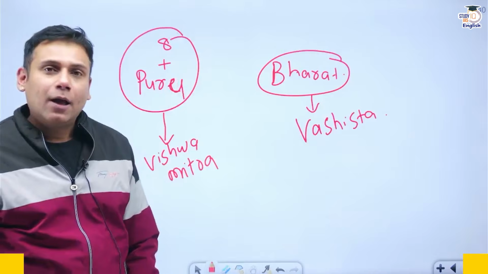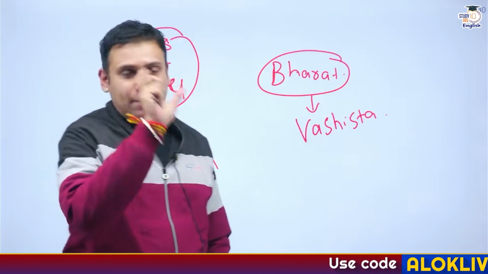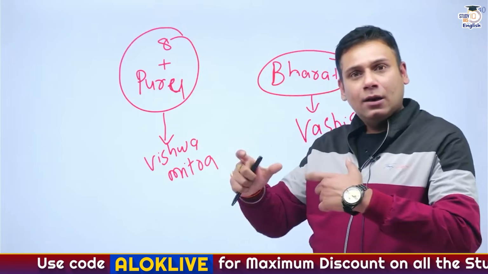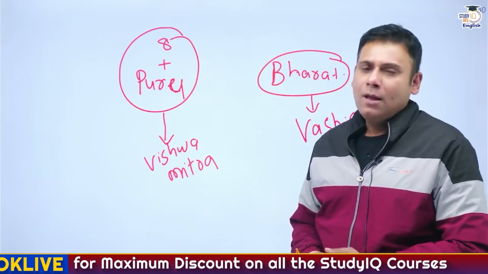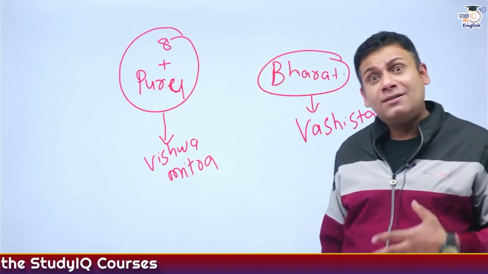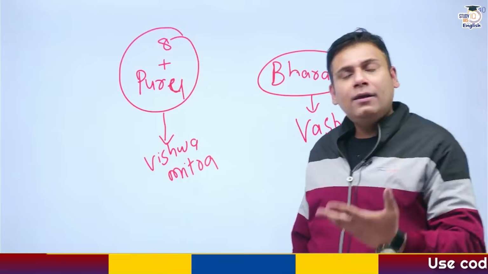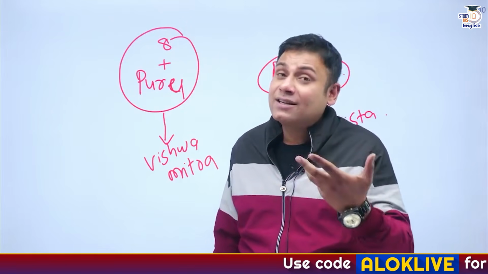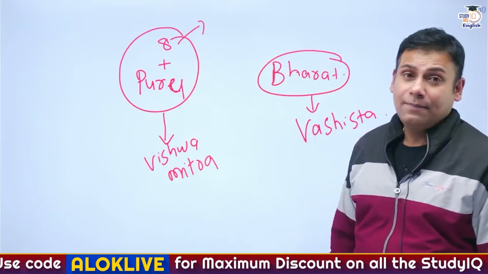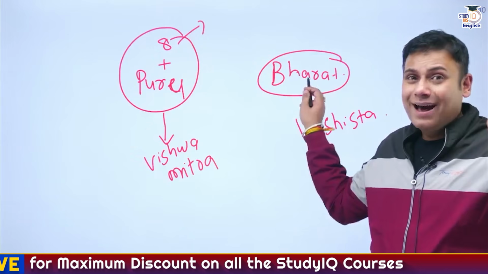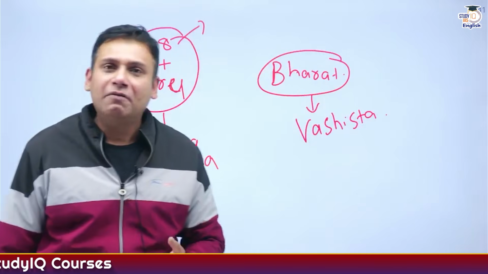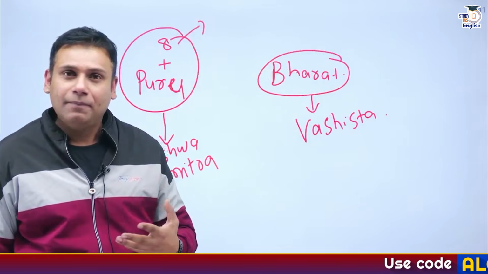Two families, Puru family and Bharat family. Now, it is believed that there was a tussle or battle between these two families. Why is this battle referred to as the Dasarajan battle or Battle of 10 Kings? It is referred to as the Dasarajan battle because the Puru were supported by 8 other kings. So this becomes 9 plus 1, 10. Hence it is referred to as the Battle of 10 Kings, fought on the banks of river Parushini or river Ravi.